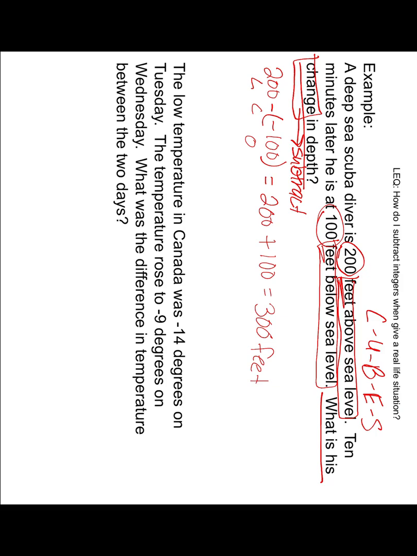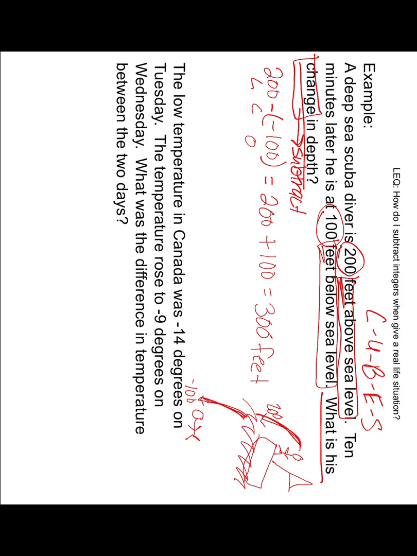So if you want to think about it, here's my ocean. Okay, my scuba diver is starting out, he's probably on a boat. This is a sailboat. That's 200 feet above sea level. He dives in, so he's going 200 feet. And then when he lands down here to get ready to go swimming at 100 feet, so he went 200 feet and another 100 feet, so your total is 300 feet for that one.